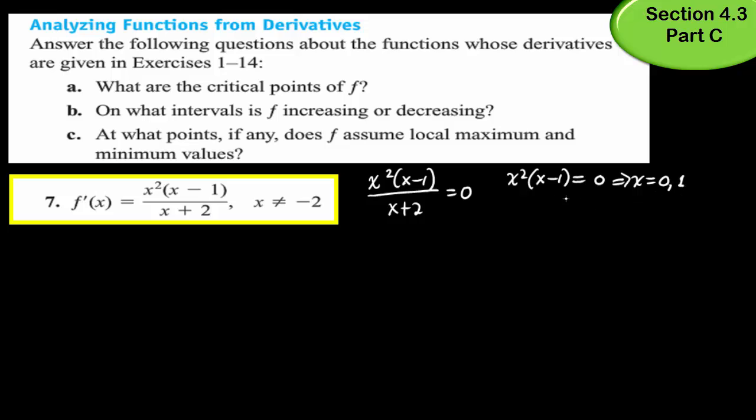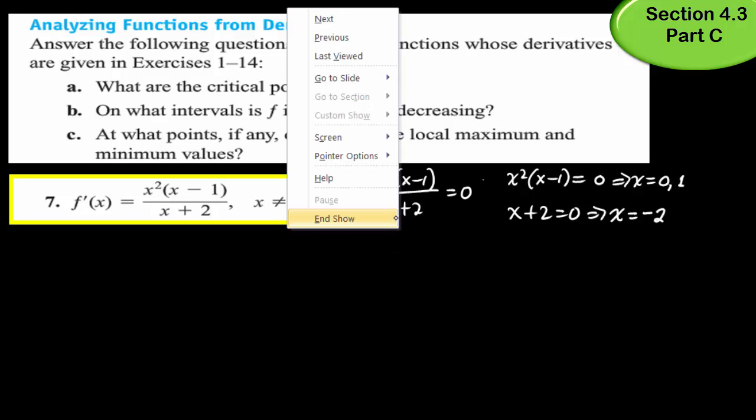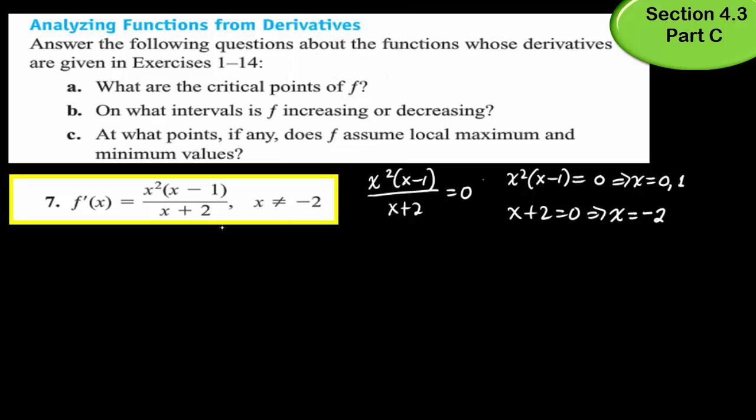These are two critical numbers because they make the numerator 0. And then the denominator: setting x plus 2 equal to 0 means that x equals -2 is a critical number. Why? It makes the derivative undefined. So whenever there's a denominator, you also set that equal to 0.